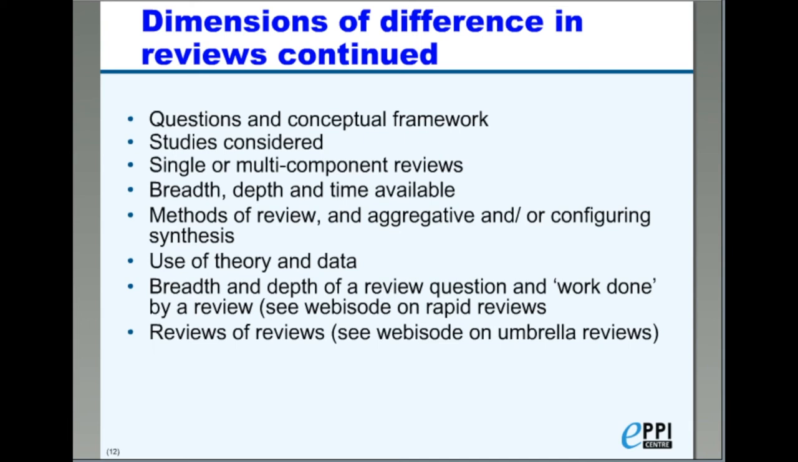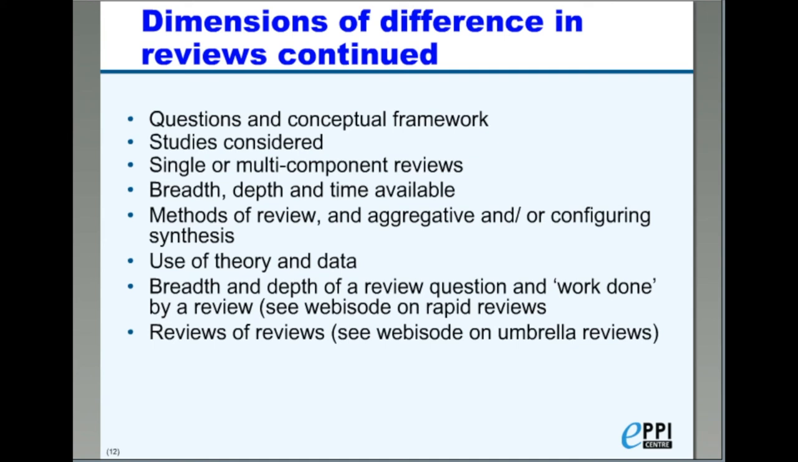I've already mentioned that these can be balancing in the extent of aggregation and configuration, and therefore also they're going to vary in the extent that they're going to be using existing theory, developing new theory, and exploring empirical data. So the work done by a review is not only determined by the question, but how it's addressed, how many resources there are. And not only can you have a systematic review, you can have a review of reviews, which is the higher level of analysis.